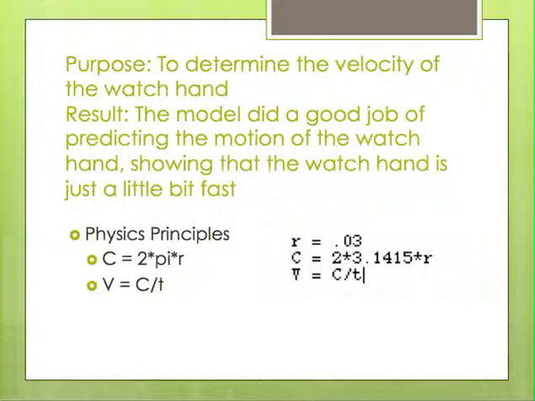You'll have to note that the main physics principles I used were circumference is equal to 2 pi r, and velocity, in this case, is equal to circumference over time, or the total distance traveled over time. In the case of this watch, I found r, the radius, to be 0.03. Pi is obviously 3.1415, so to find the circumference, I multiplied that by 2 and multiplied that by r. And for velocity, I took c and divided by the total time tracked, which is around 60 seconds.